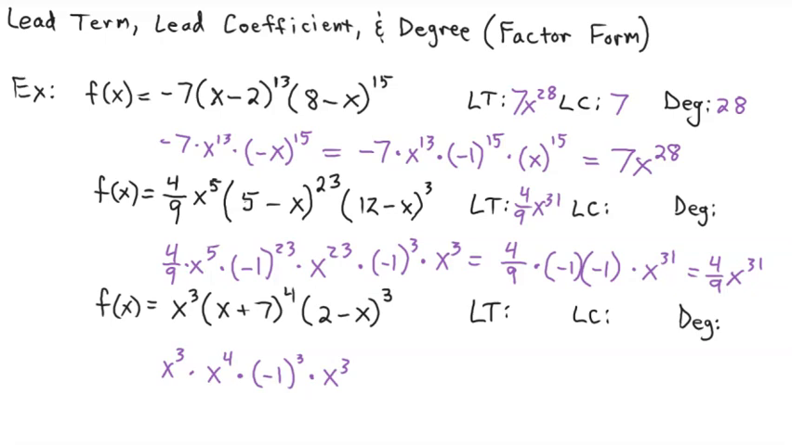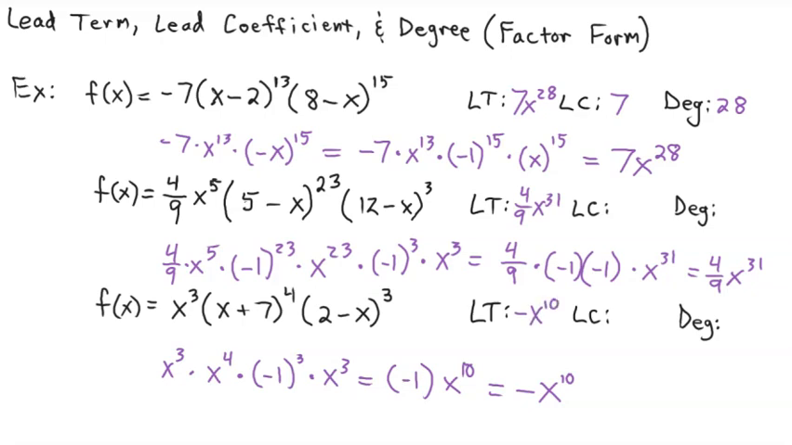okay? Now, this is going to be equal to, well, negative 1 to the 3rd power is negative 1. So we're going to do negative 1 times, then we have x to the 3rd, x to the 4th, so 3 plus 4 is 7, x to the 3rd again, and that's okay to have two x to the 3rds. And so 3 plus 4 is 7, plus 3 is 10. So we have x to the 10th power. Okay? And negative 1 times x to the 10th power is just simply negative x to the 10th power. So our lead term is negative x to the 10th power.